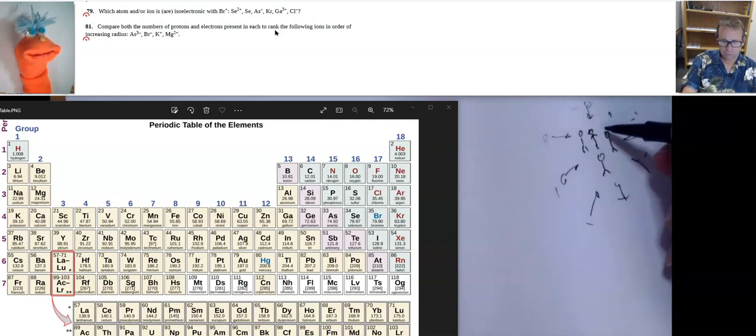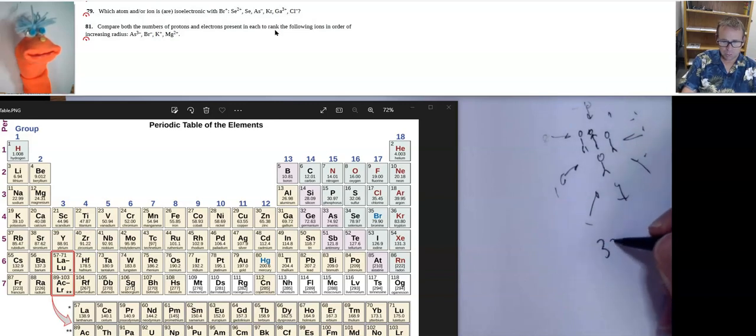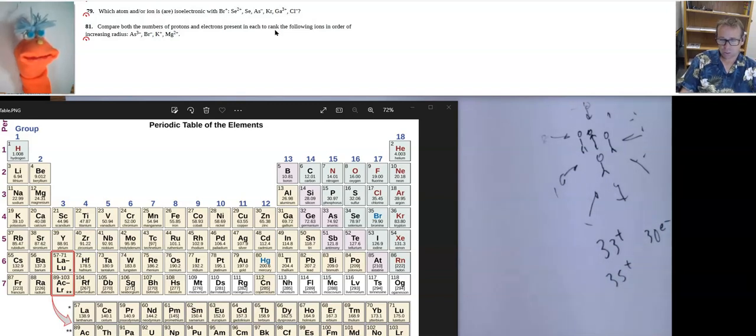So there we have 33 protons and only 30 electrons. Whereas with bromine, we have bromine minus, we have 35 protons. Oh, no, sorry. Minus 3, we gain 3 electrons. Sorry, so we don't have 30 electrons, we have 36 electrons. So 36 electrons. Here we have 35 protons, but bromine has a negative charge. It has 36 electrons.